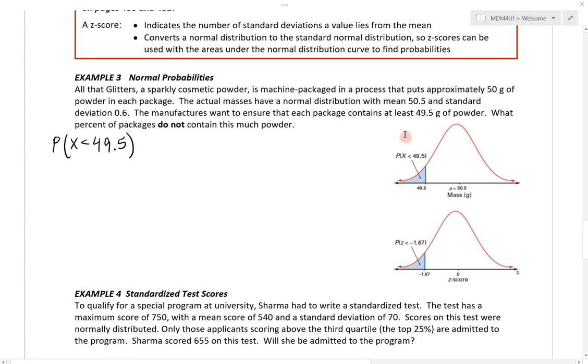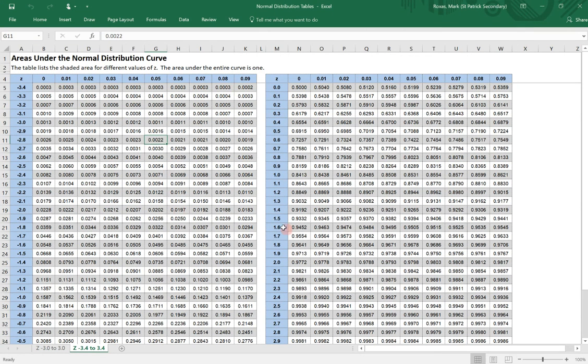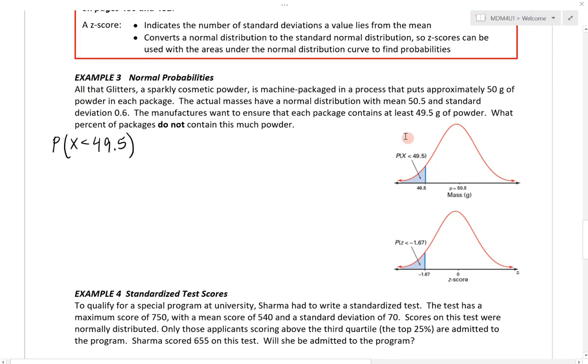Now, how do I calculate the area? How do I find what I want? Well, you need to use the standard normal distribution, the standardized one, because there we have all the area values, the probability values that we need. Now, to standardize it, we have to make use of our z-score. So we're going to find the z-score for 49.5. The z-score is equal to x minus the mean value over the standard deviation, which is 49.5 minus the mean value of 50.5, over the standard deviation of 0.6.